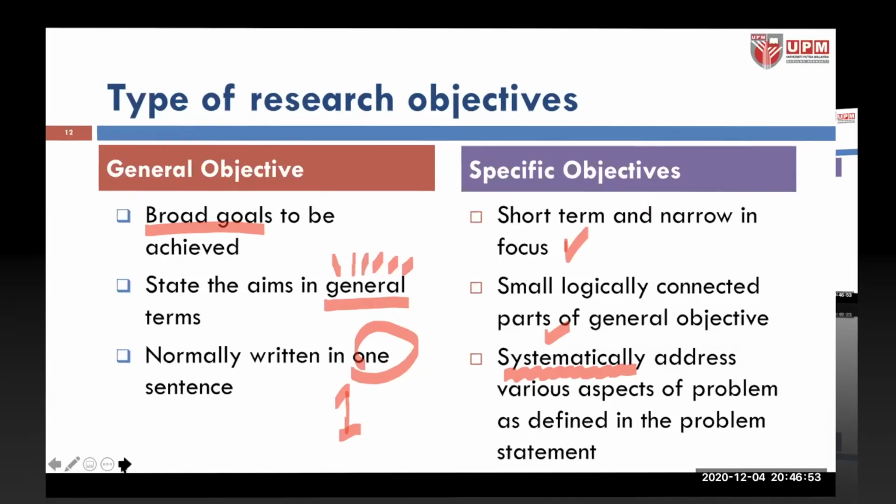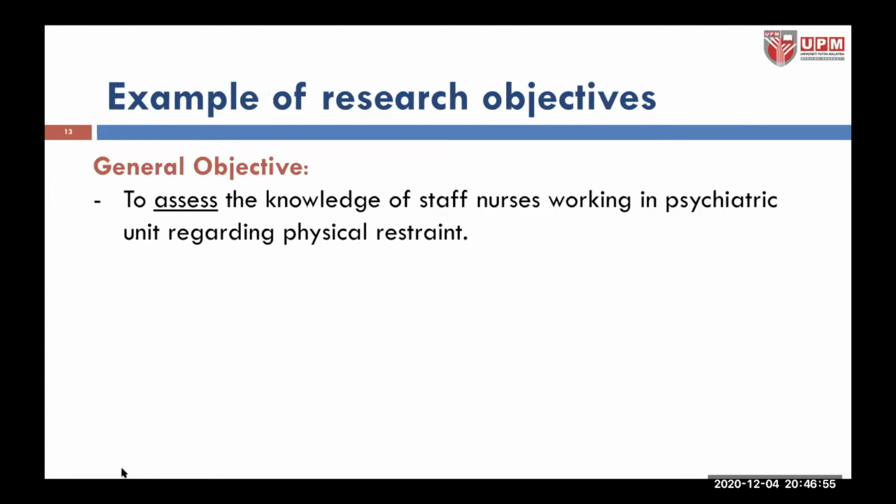So let's move on. In terms of the example of a research objective, I give you a general example, general objective: to assess the knowledge of staff nurses working in psychiatric unit regarding physical restraint. And that's a general objective, right? If we look here, we can clearly see what is the system under study. System under study is also being stated in the general objective.